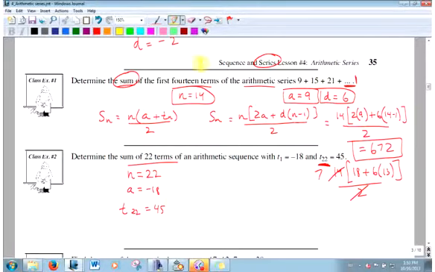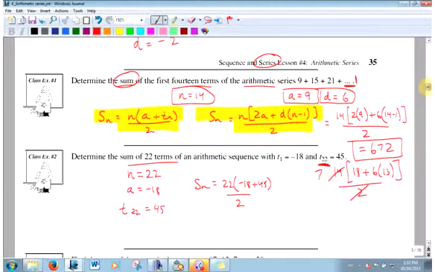Which formula do I want to use here? First one or the second one? The first one. What's the difference? Here, I got an OD. Do I know D here? Nope. But I know the 22nd term is 45. I want to use the first one. So, sum, next term, is N. This one's a little nicer, right? Negative 18 plus 45 over 2.